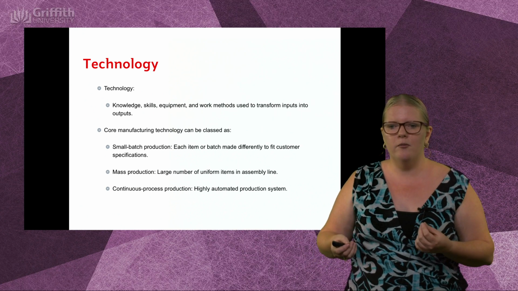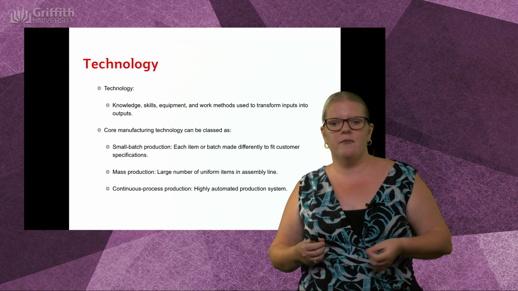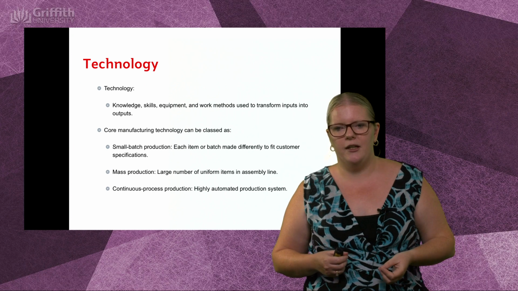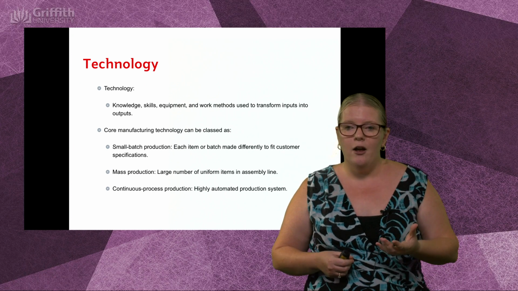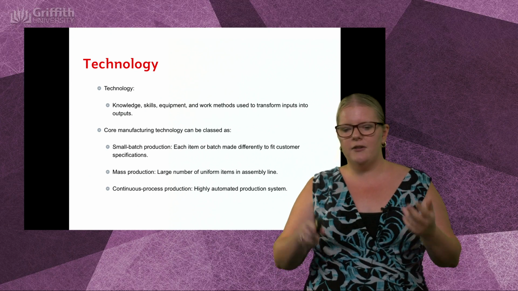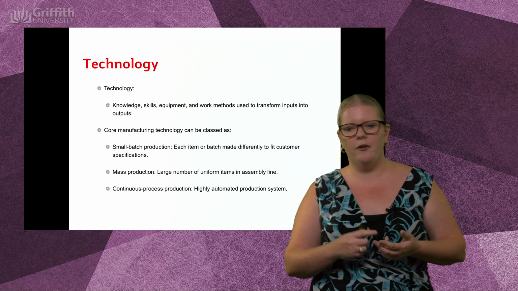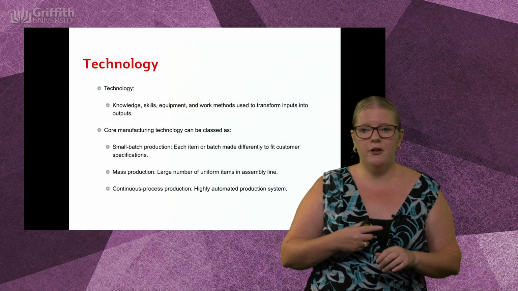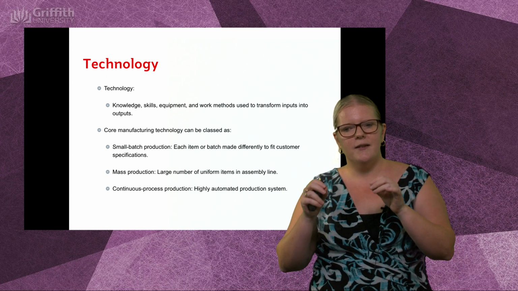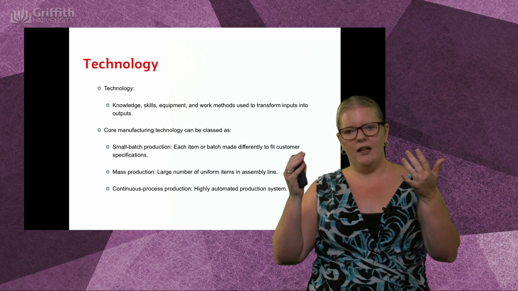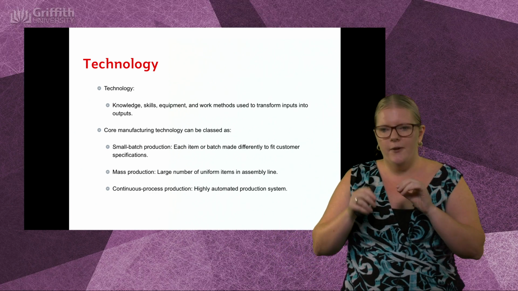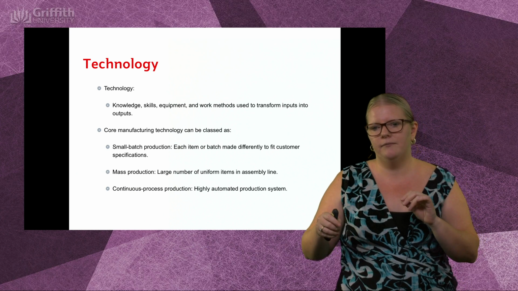Each item or batch is made differently to fit customer specifications. If you're thinking about the car manufacturing industry, when you go to buy a car you can choose what color you want, what size, what different little technological features, whether you want Apple CarPlay or a normal car system, whether you want security, whether you want red door handles or blue door handles. In some cases, particularly in the elite car classes, they have small batch production because you have to fit the demand to the customer.